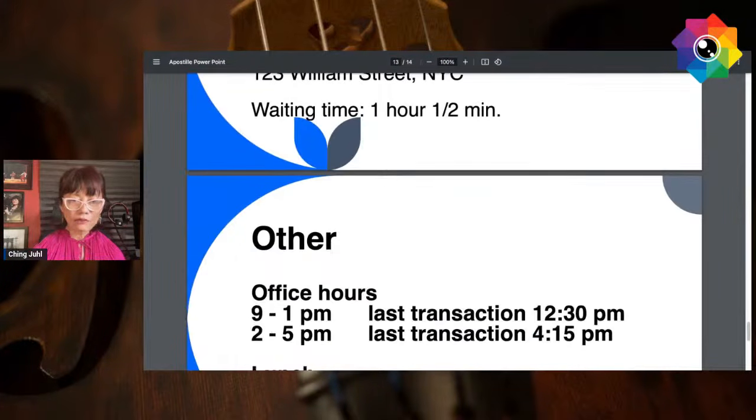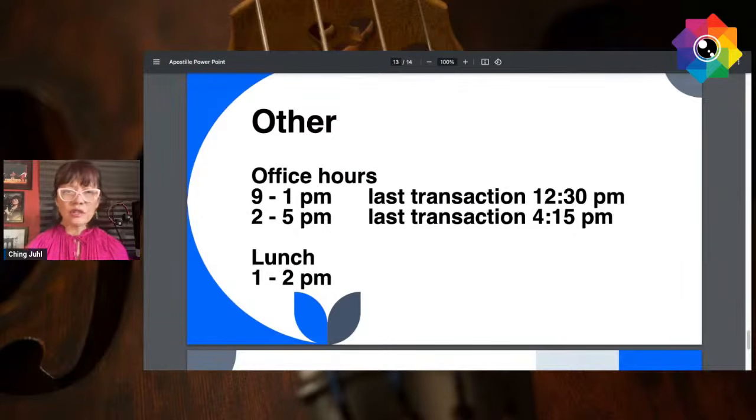Another thing I wanted to tell you is don't think that the government offices open 9 to 5. It's not really true. It's like 9 to 1 p.m. But at 12:30, if you go there at 12:31, they're not going to accept your papers. And then from 1 to 2 is their lunch. Sometimes it's 1 to 2:30. So you need to plan. Don't get there too close to lunchtime.